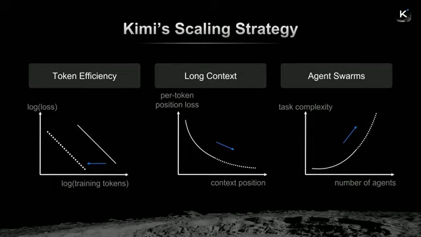And the third scaling dimension is the number of agents. So we introduced this new learning paradigm of agent swarms, where we don't just rely on a single agent, but we also orchestrate a swarm of agents that can accomplish the subtasks in parallel so that we can increase the task complexity. And we can translate all of this into the language of agents.